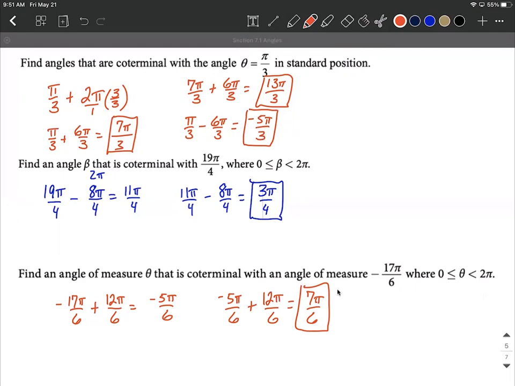Okay, hope this helps out in finding coterminal angles using radian measure. Remember, either add 2 pi or subtract 2 pi. Strategically writing these so they have the common denominator makes life a lot easier.